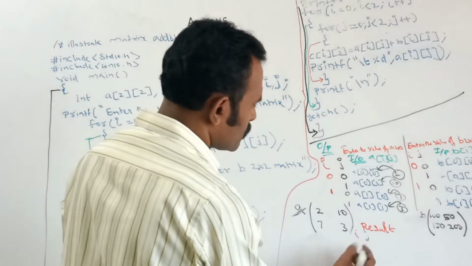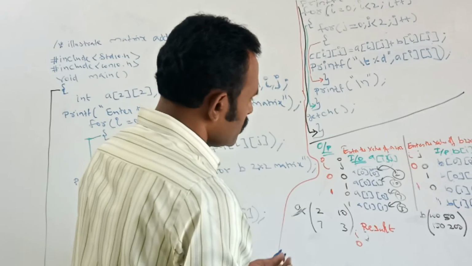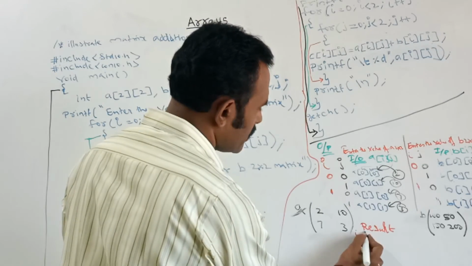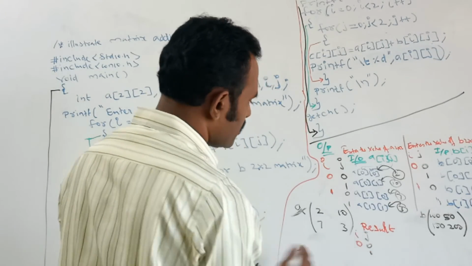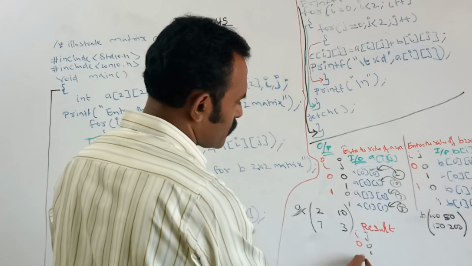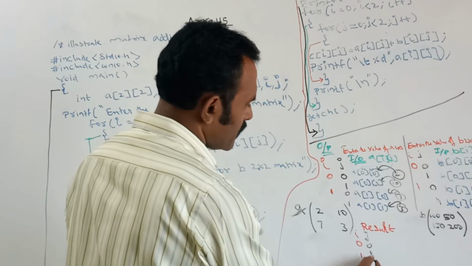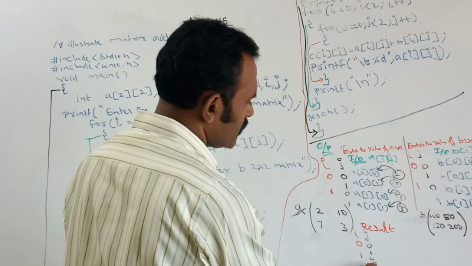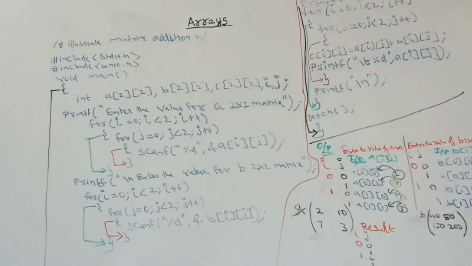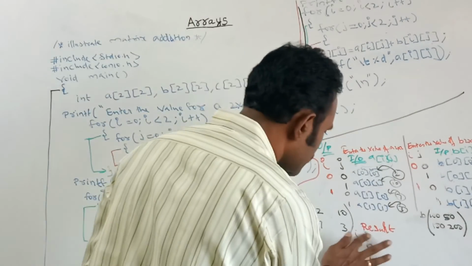When i is equal to 0, the j value will be 0 and 1. After that, in the same way, when i is equal to 1, at that time also the inner loop will have two values, that is 0 and 1. So this is j.